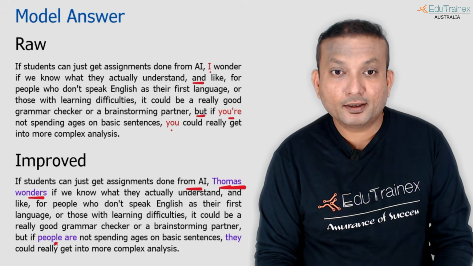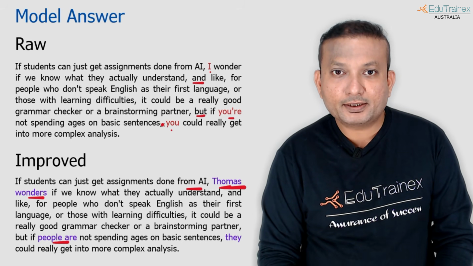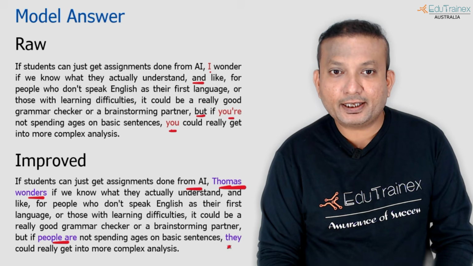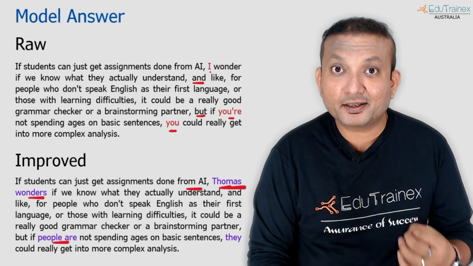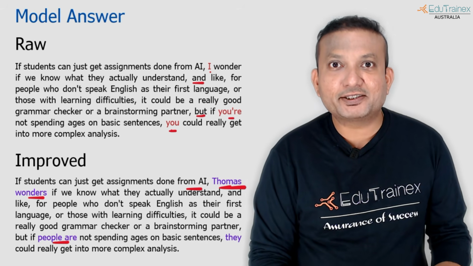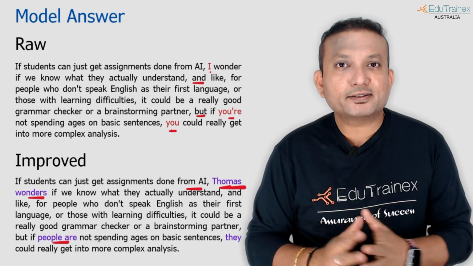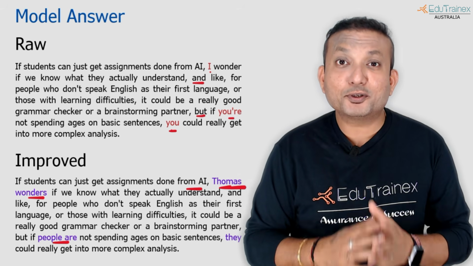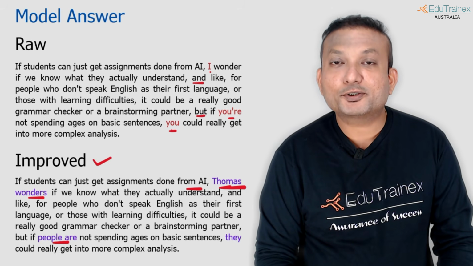And in the remaining places, it says, but if you are. Instead of "you are," I just change it to "if people are," plural form. And instead of "you," once again, because I'm talking about people, I can refer to them using another pronoun in the plural form, which is "they." So they could really get more complex. Nothing else is required for you to change in this response, and now it becomes a perfect response. This response can get you a full score.